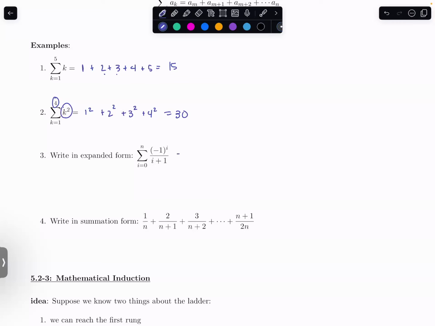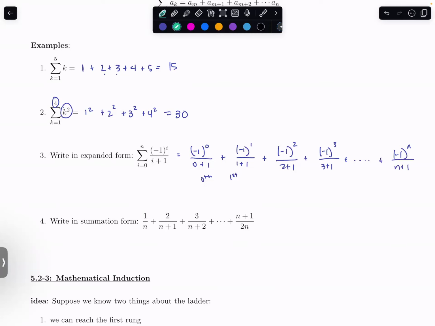This one, we're going to expand this thing. So we're going to start at 0 for the i, and we're going to count up to n. So when we start at 0 for the i, we're looking at -1 to the 0th power over 0 plus 1. That's the 0th entry, right? And then the first entry would be -1 to the 1 over 1 plus 1. And then we're looking at -1 to the 2 over 2 plus 1. And then -1 to the 3rd over 3 plus 1. And then some dots till we get to the nth term, and that's where we would stop, -1 to the n over n plus 1.